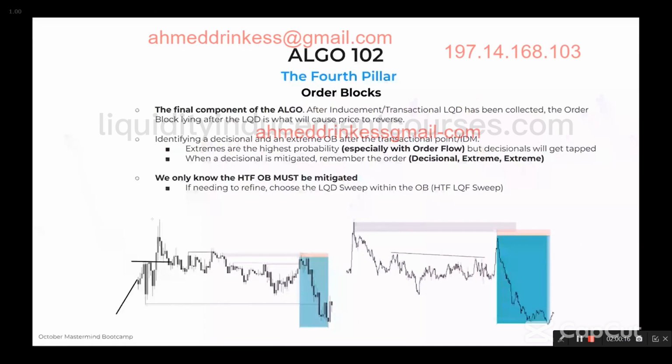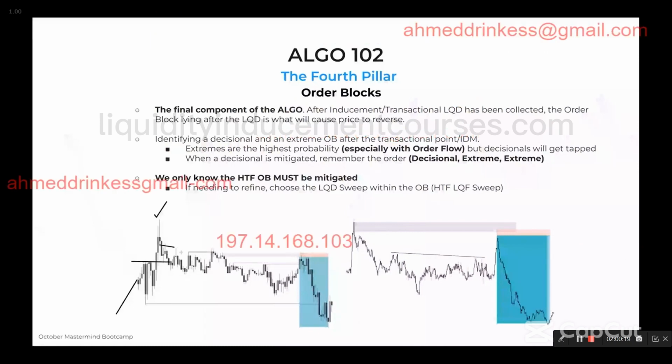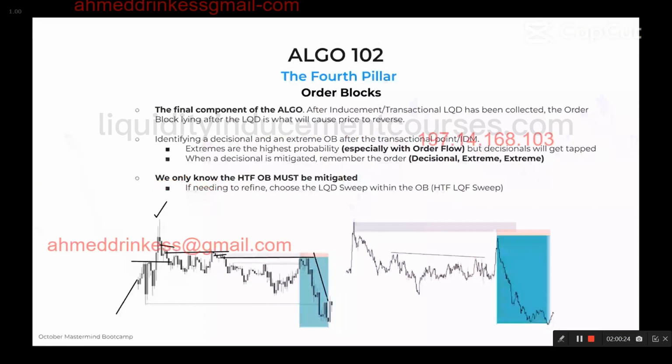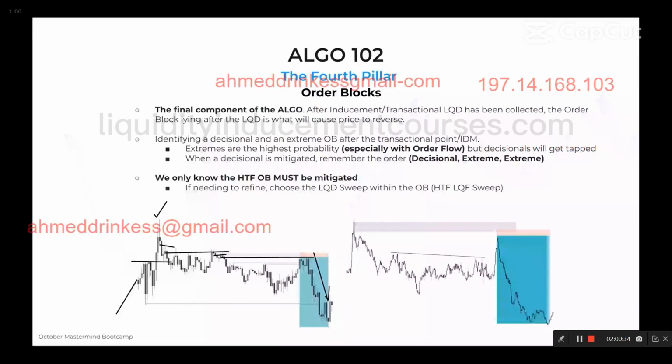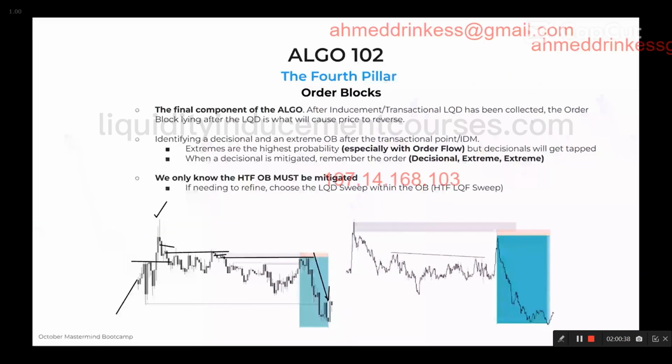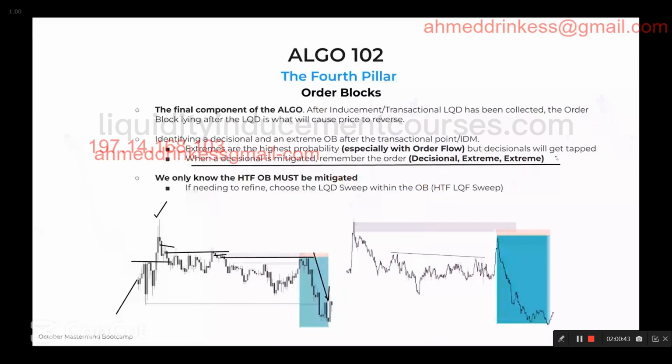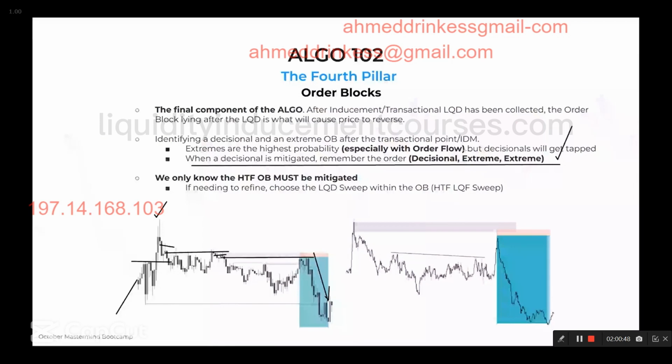Have our inducement, here's our trap, here's our beautiful order flow, and then here's our target, another trap, for then to repeat. Always the same, right? So just identifying extreme decisional order blocks that are lying after your inducement or your engineered liquidity, especially with order flows. And then when a decisional is mitigated, always remember this order. Always remember this. And that's something you guys will be learning more about within the course.